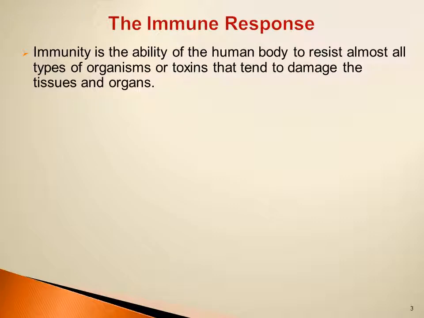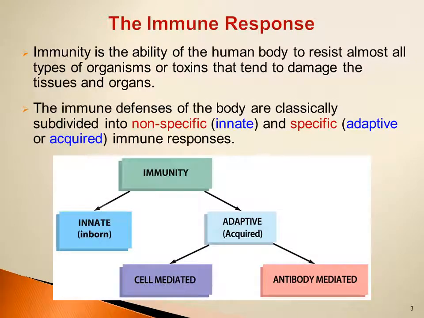To remind you, immunity is the ability of the human body to resist almost all types of organisms or toxins that tend to damage tissues and organs. The immune defenses of the body are classically subdivided into non-specific, innate, and specific adaptive or acquired immune responses. We covered the innate or the non-specific immune response. Today we'll start to talk about the adaptive or acquired immune response.